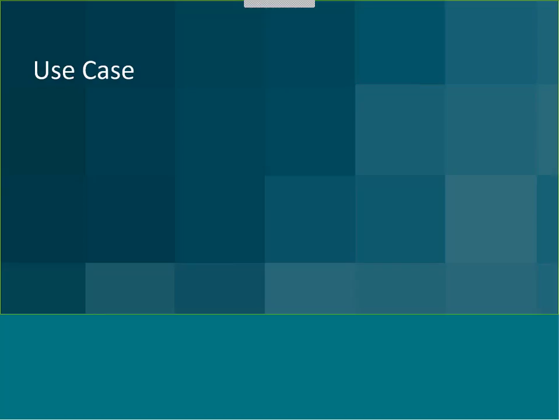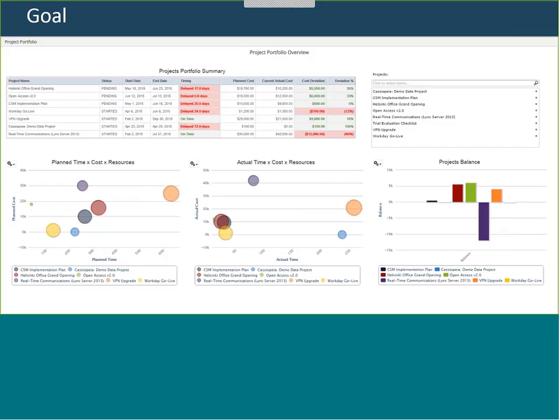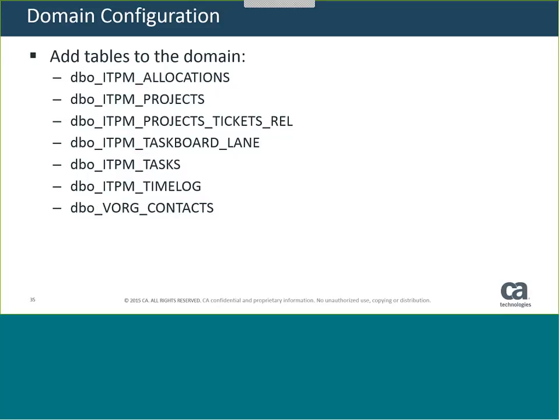Okay, thank you. So let's see how this works. The use case we are working is this dashboard. We want to build this dashboard. What do we need to have this done? First thing, we need to add some tables to the domain. We do have project center related tables on the domain already, but I want to add these tables because I can start from scratch and build everything. So we are going to add these 7 tables.